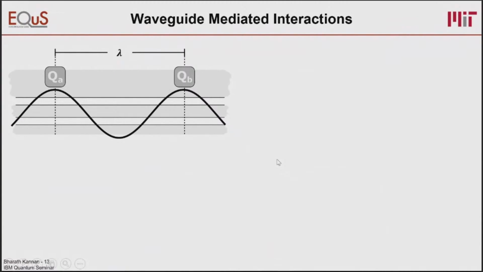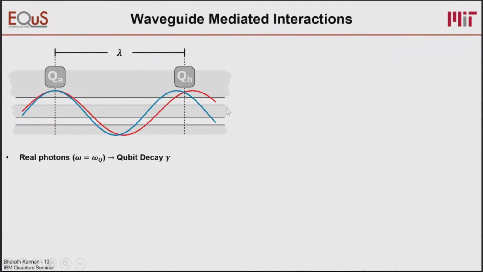It turns out that you can separate the continuum of modes in the waveguide into 2 groups. The first group would be real photons, which are those at the qubit frequency. These are the photons that will mediate the decay of the qubit into the waveguide. But you also have virtual photons, which are photons not at the qubit frequency. It turns out these are the photons which will mediate the qubit-qubit interaction. They'll essentially give us an exchange interaction between the 2 qubits. So if I put an excitation in 1 qubit, that should swap between the 2.